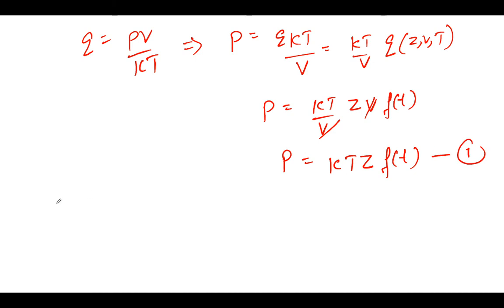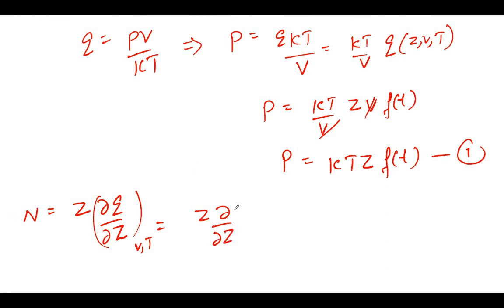Let us say this is our equation number 1. Similarly, we can find out the expectation value of the number of systems in the grand canonical ensemble, which is Z into dQ over dZ. This we have already derived in our previous slides, you can check. So this equation comes out to be Z into partial derivative with respect to Z of Q, putting the value of Q, which is ZV into f of T. So the value of N comes out to be ZV into f(T). So this is equation 2.